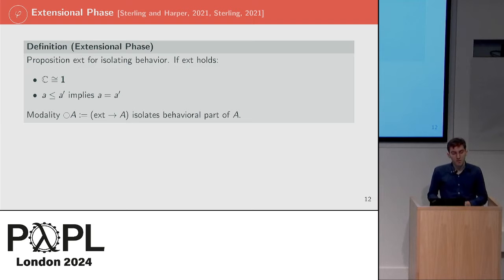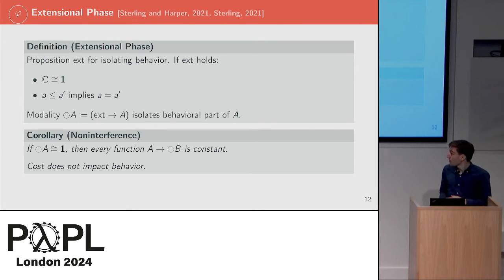So now I need to tell you about the third key component, which is this phase distinction, inspired by work by Sterling and Harper. So the extensional phase is a proposition that we have in Decalf, which isolates the behavior of a program. If this proposition X holds, then two things happen. First off, you know the cost model is trivial, and second of all, you know that inequality implies equality. And we have a modality open of A, that's just the function space out of the extensional proposition, that isolates the behavioral part of a type A.